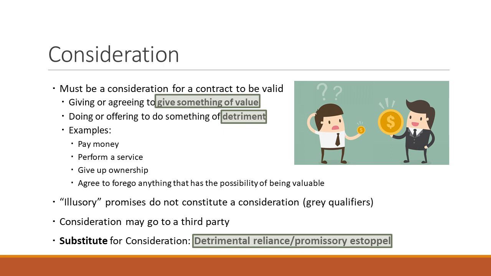And the last here is I have these examples. So obviously payment of money. Anytime you pay money has value, so that's going to be consideration. As I said, performing of services. Giving up of ownership. I'm going to give up my car. And so that means there's a contract between the parties that you're going to do something for me, maybe.